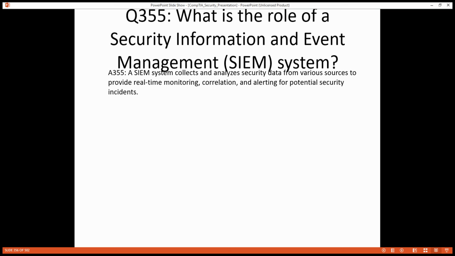Q355. What is the role of a security information and event management, SIEM, system? A355. A SIEM system collects and analyzes security data from various sources to provide real-time monitoring, correlation, and alerting for potential security incidents.